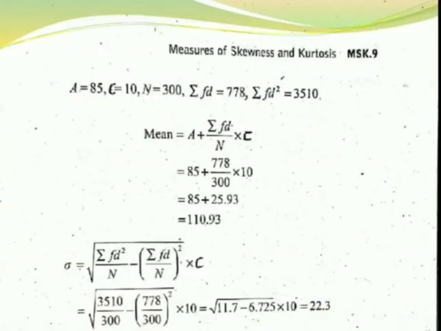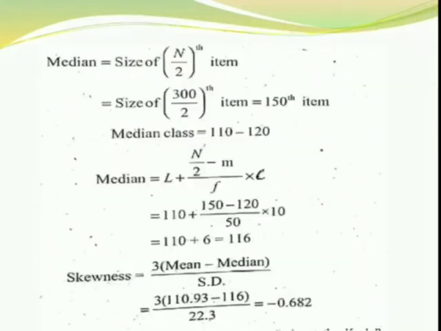Now we are substituting all these values into the formula. So L is 110 plus n by 2, which is 150, minus the pre-median cumulative frequency 120, divided by the frequency 50, into 10. The class width is 10. If you solve this, you will get the median equal to 116, which is your median value.